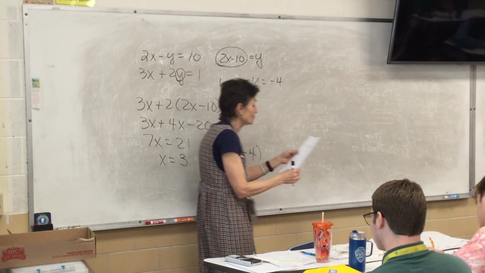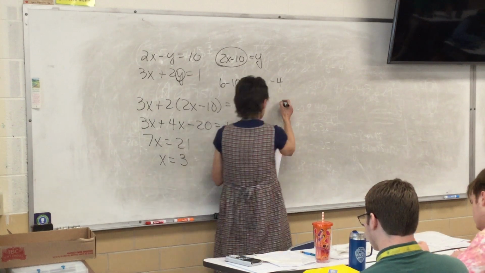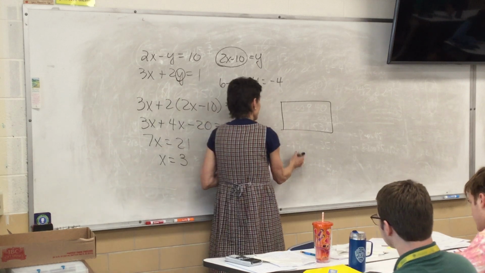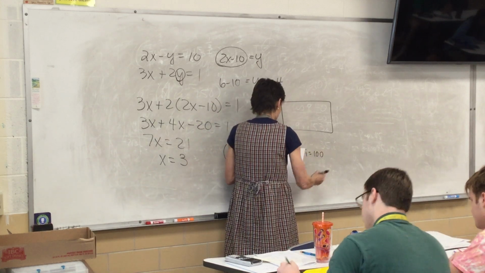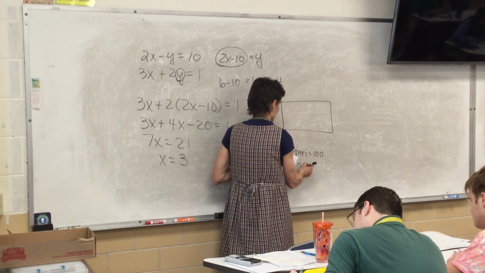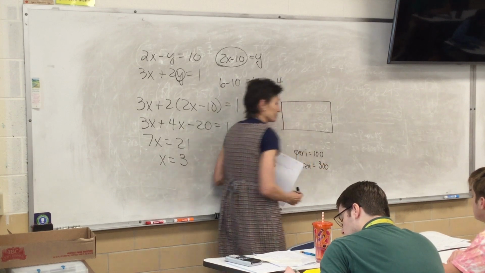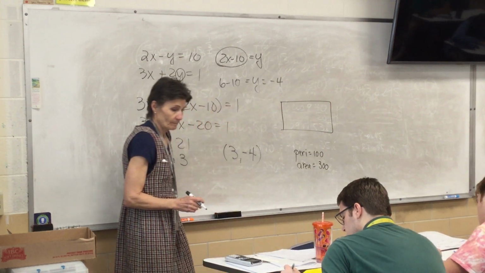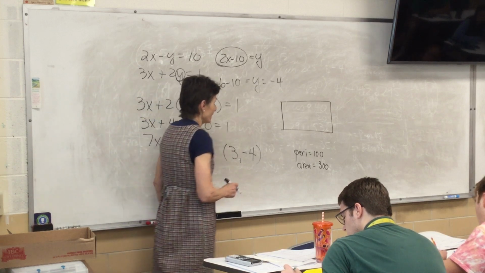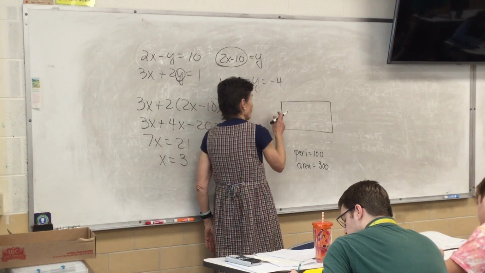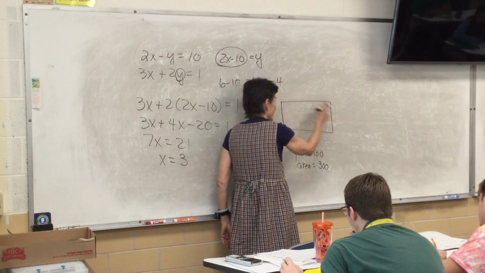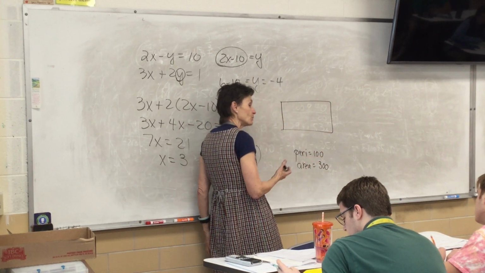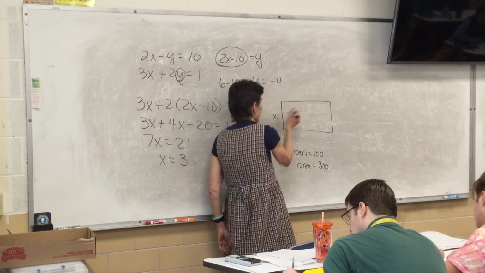We're still using substitution. It says find the dimensions of a rectangular garden whose perimeter is 100 and whose area is 300. Okay, so think about your rectangle. Now please don't call them all x. You can't call them all x because why? We don't know that it's a square. It might end up that way, but we don't know that it is. So maybe we call this x and this y.